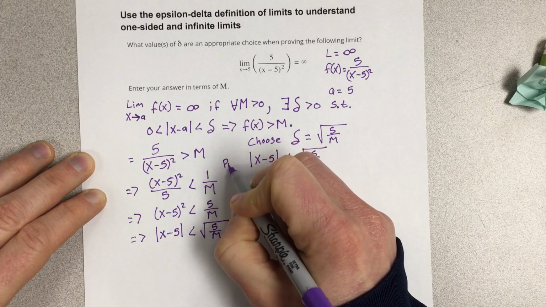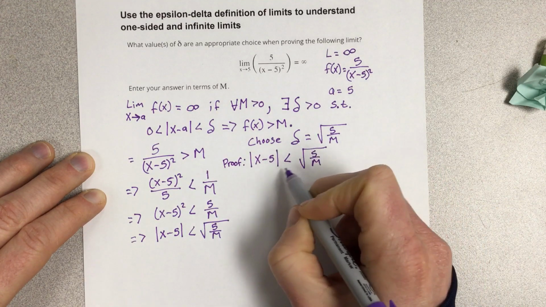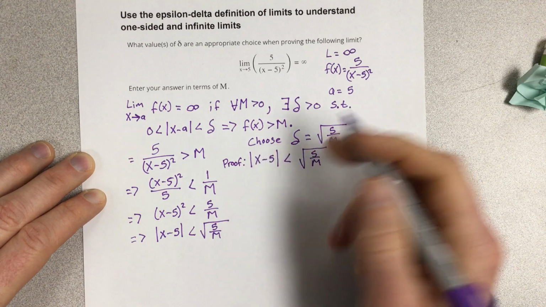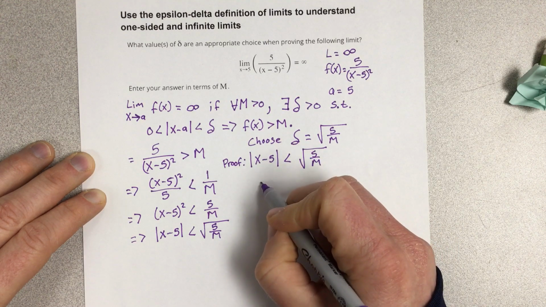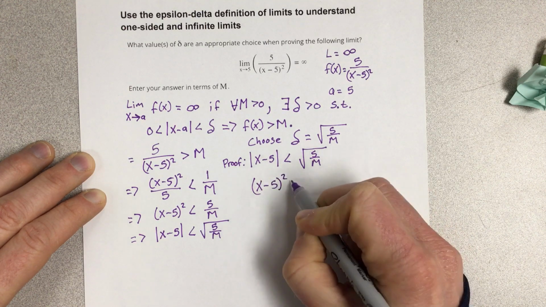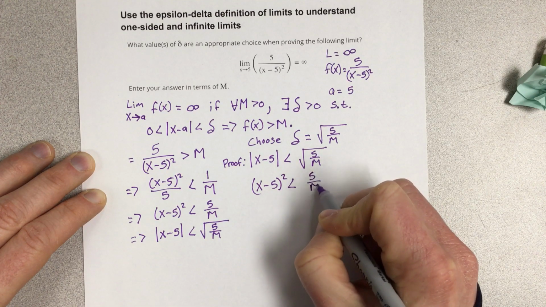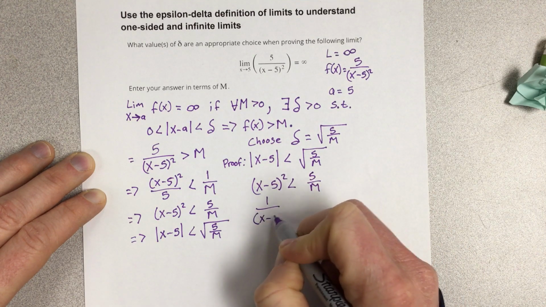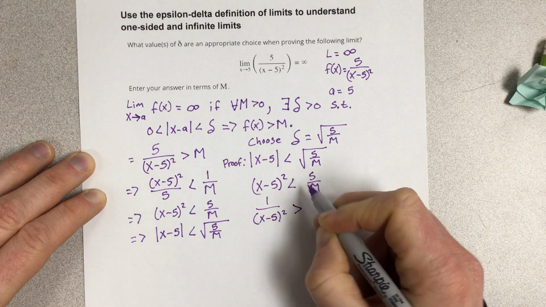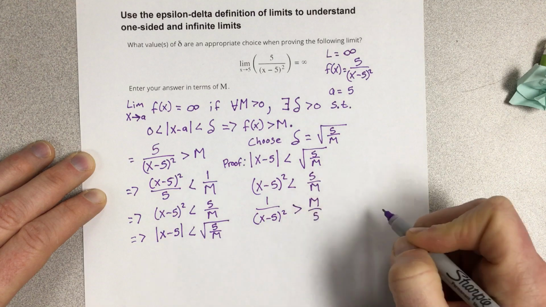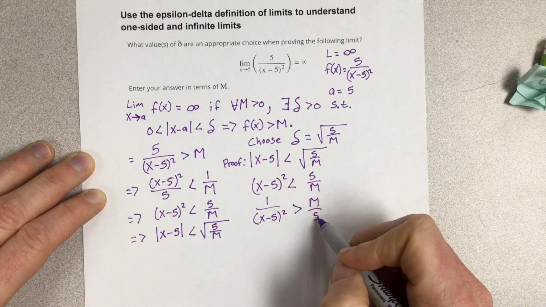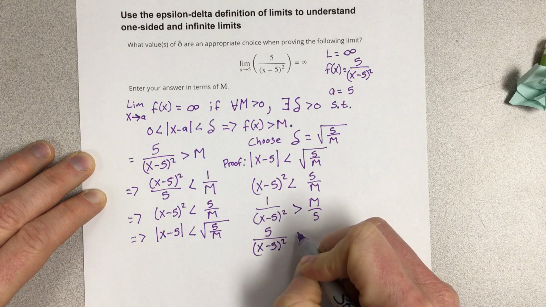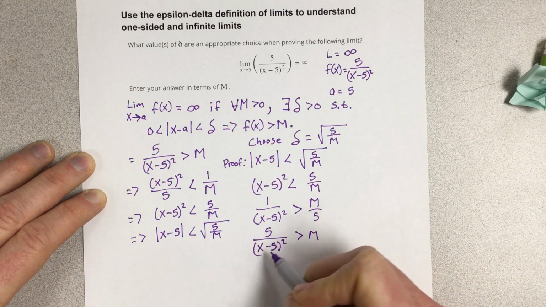And I'm going to say that this is the proof. We're going to square each side, and if you square a value, that's going to be positive, absolute value is going to give you positive. We can just get rid of the absolute value signs. So we can say that that's (x minus 5) squared less than, we square this side, we get 5 over M. We're going to take the reciprocal of each side, so that's 1 over (x minus 5) squared greater than M over 5. And then we're going to multiply by 5 on each side, so we get 5 over (x minus 5) squared greater than M. And so this is our f of x greater than M piece.